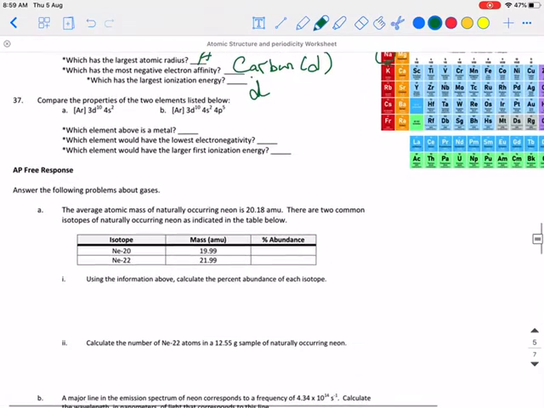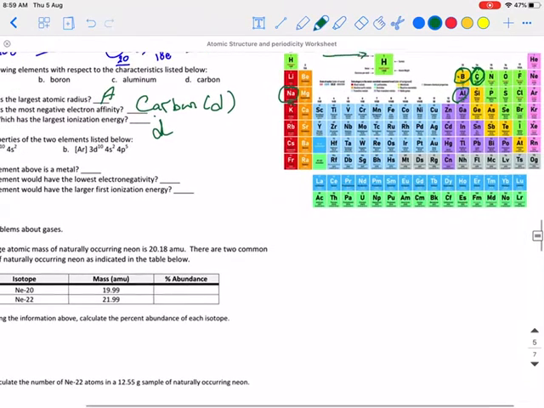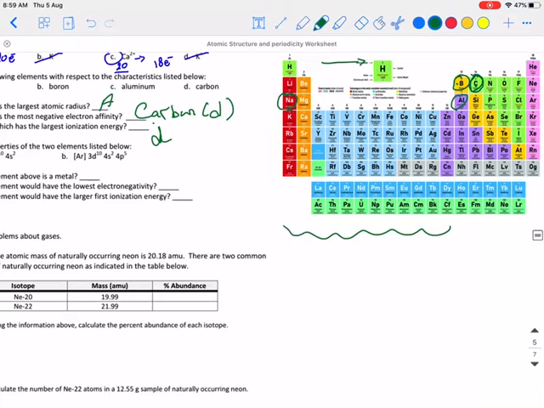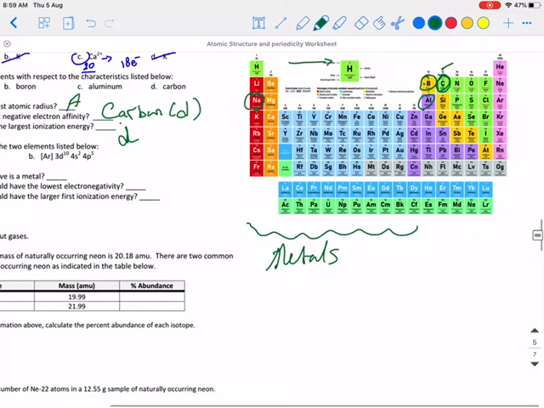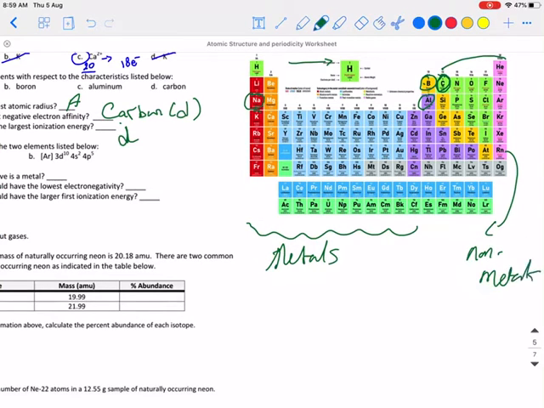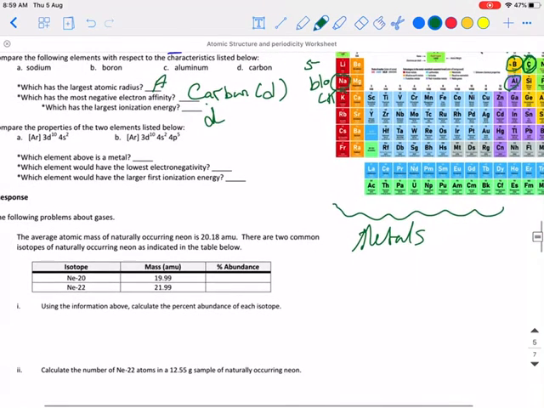In number 37, compare the properties of the two elements. Which element above is a metal? We know that the metals constitute the left-hand side of the periodic table, and the right-hand side of the periodic table is non-metals. So this is the S block, and here we have the P block. The electron configuration that ends with S is on the left-hand side, which is metal, so option A.